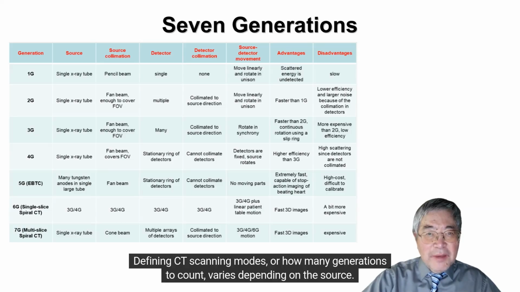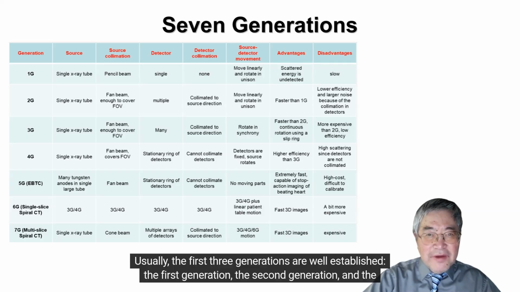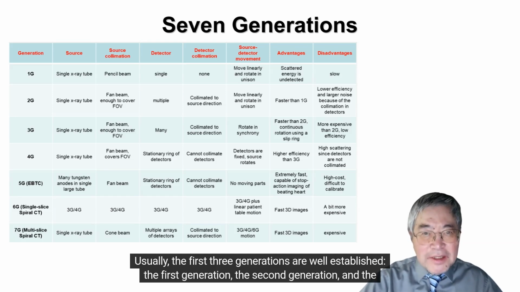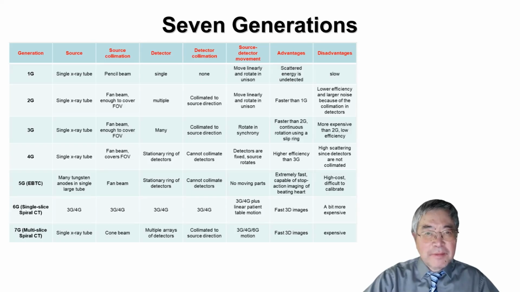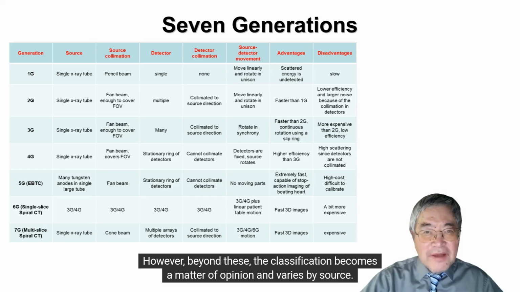Defining CT scanning modes, or how many generations to count, varies depending on the source. Different textbooks categorize them differently. Usually, the first 3 generations are well established: the first generation, the second generation, and the third generation. However, beyond these, the classification becomes a matter of opinion and varies by source.